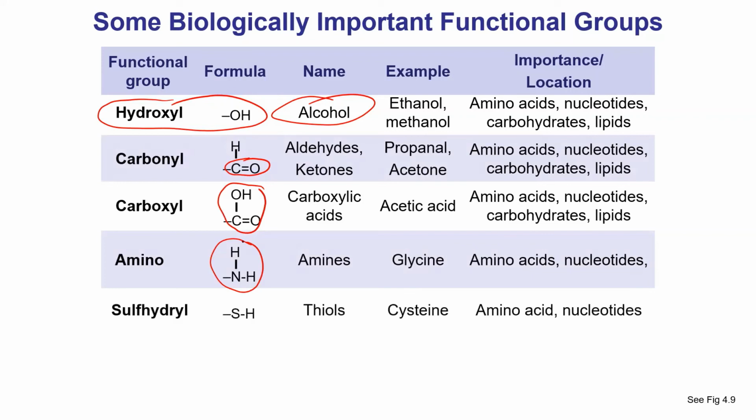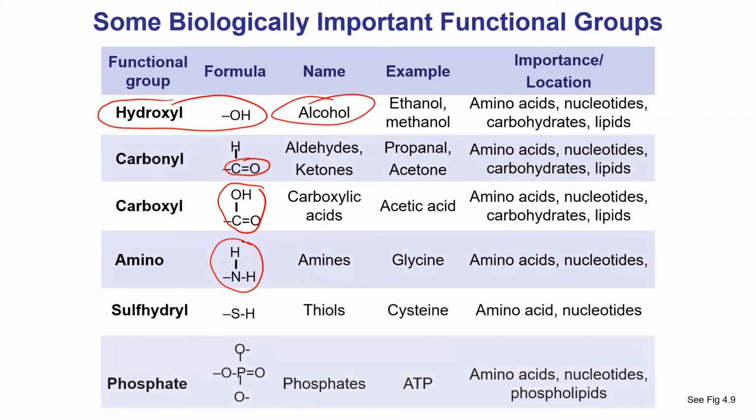Sulfhydryl, probably won't mention that one again, but it's found in some amino acids. And phosphate groups, which are found in nucleotides mostly. And we also find this in ATP. So we'll watch out for some of those. I'm not going to ask you on a test what any of these are, but I might point them out in lecture.